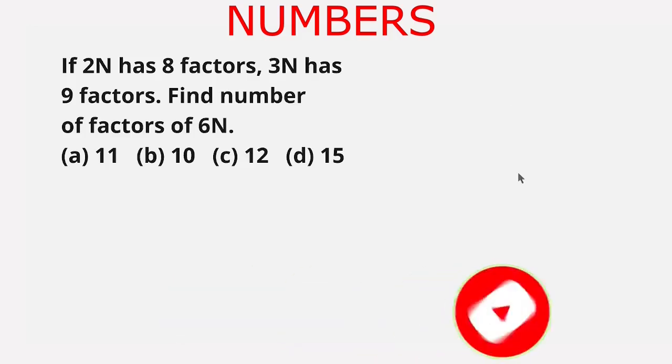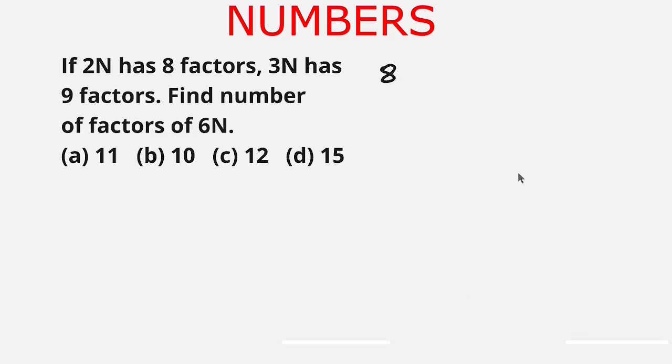If 2n has 8 factors, 8 can be 4 multiplied by 2, and then 2n is equal to a to the power 3 and b to the power 1. So that 3 plus 1 is 4 and 1 plus 1 is 2. So it becomes 4 multiplied by 2 and there will be 8 factors. This is only possible when a equal to 2. Now we keep this in mind that a is equal to 2.